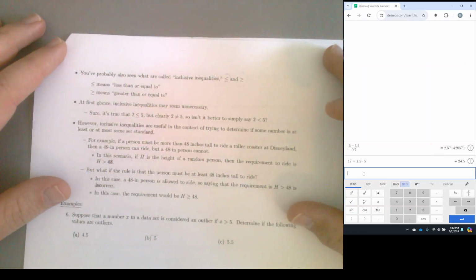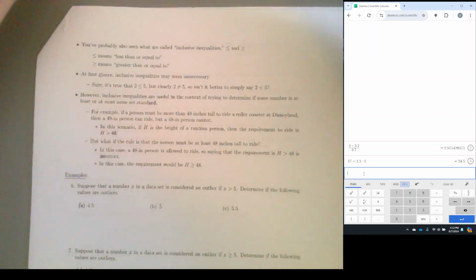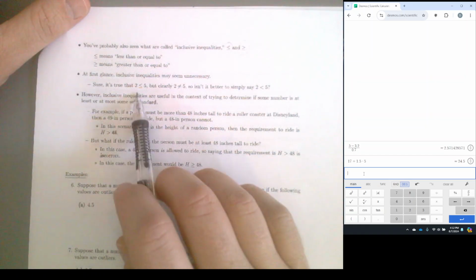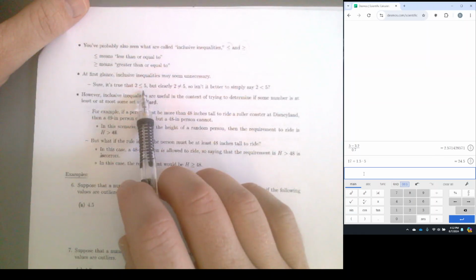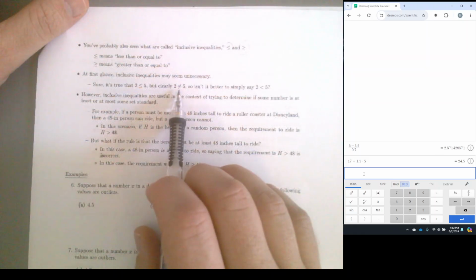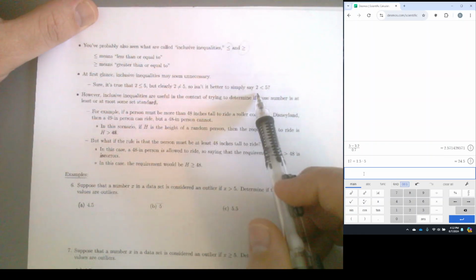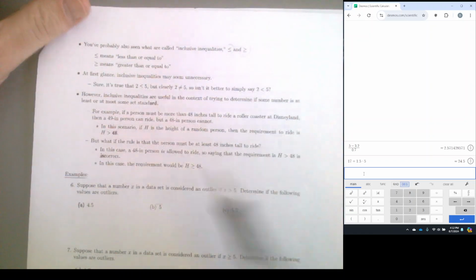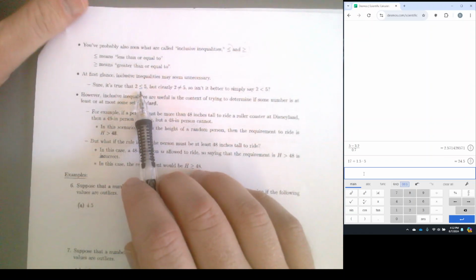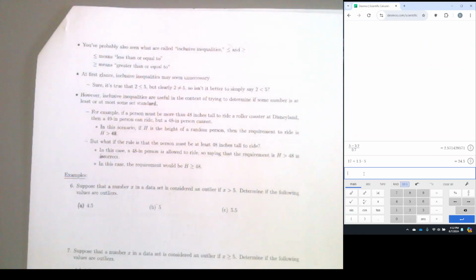At first glance, these inclusive inequalities might not seem very necessary. It is true that 2 is less than or equal to 5, right? But clearly 2 is not equal to 5, so isn't it more clear and just better to simply say that 2 is less than 5? Why are we adding some confusion here by saying 2 is less than or equal to 5?